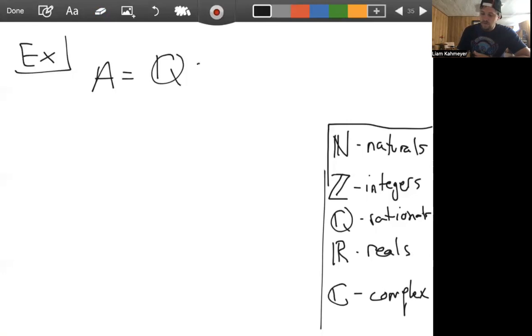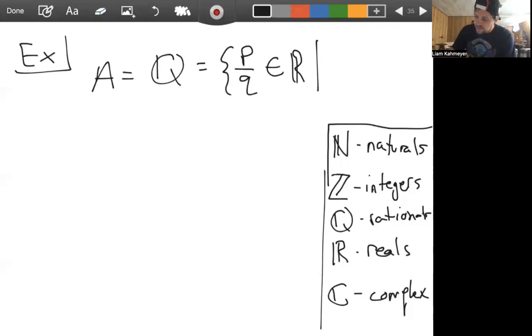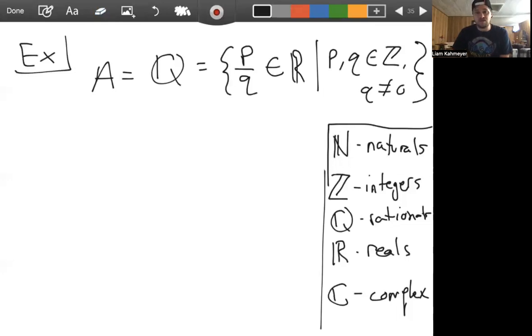What are the rational numbers? Well, the rational numbers are numbers of the form p over q in R such that p and q are integers and q is not 0. This is how you would explicitly write the set of rational numbers, right? Rational numbers are things that can be expressed as a fraction, and whole numbers or integers count as fractions, right? Because it's itself over 1. So this is the rational numbers.